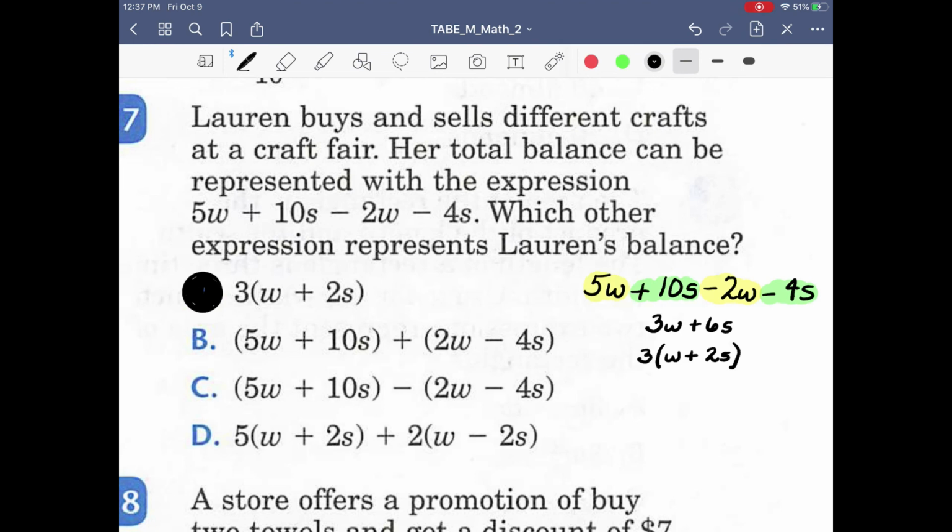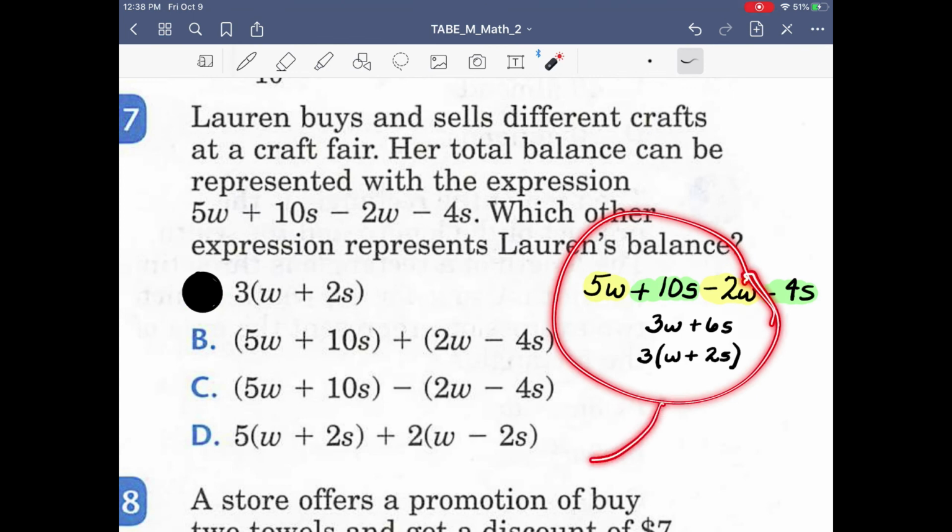For me personally, it's easier to get these answers and try to match them than try to work through all of these. Now some people like to do it the other way. They like to take each of these and try to get those to match over here. But for me personally, I like to do it this way and then work back to my answers. But you can do it either way.